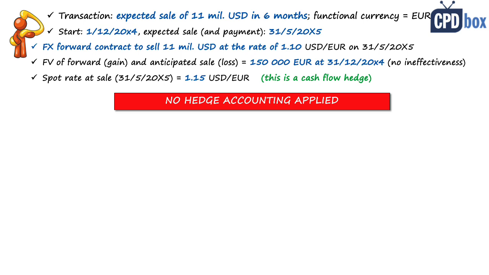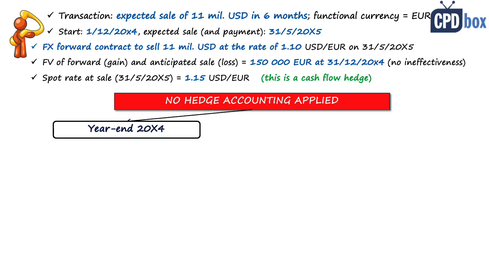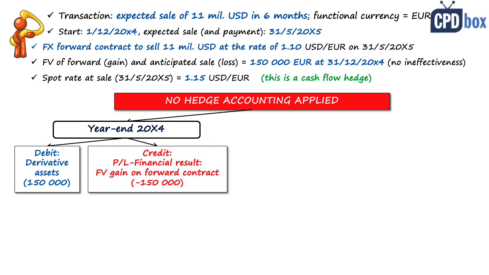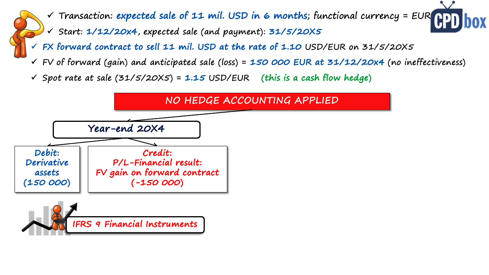At the year end, which is our reporting date, we need to recognize the fair value change of the derivative in profit or loss. So we debit derivative assets and credit fair value gains in profit or loss with 150,000. The question says that we have a gain on derivative. And this is the standard treatment as required by IFRS 9 for derivatives in general.